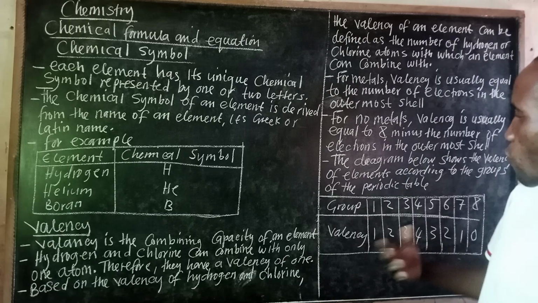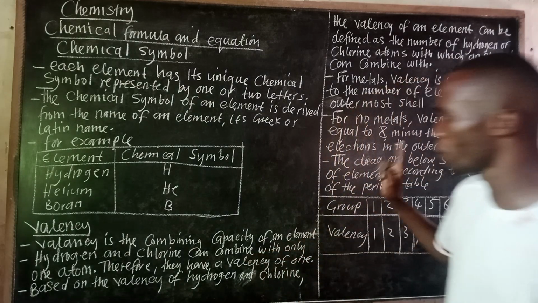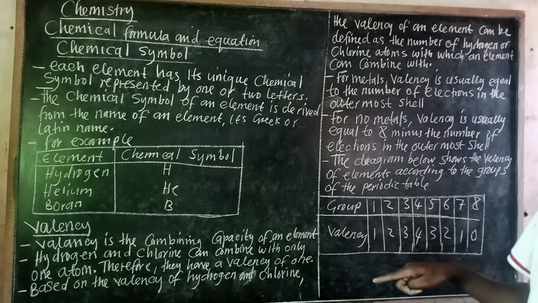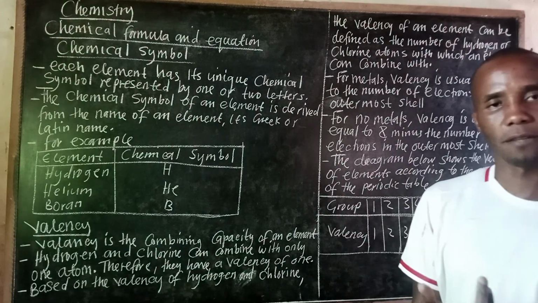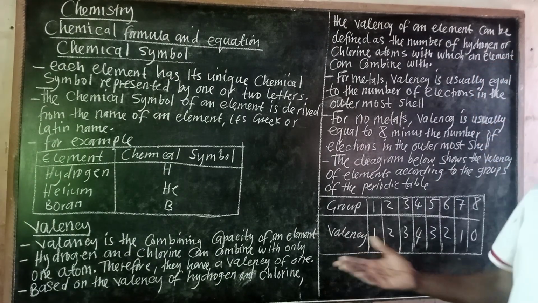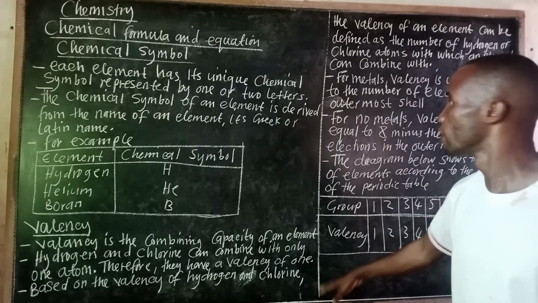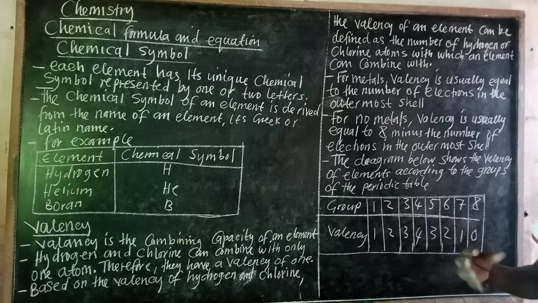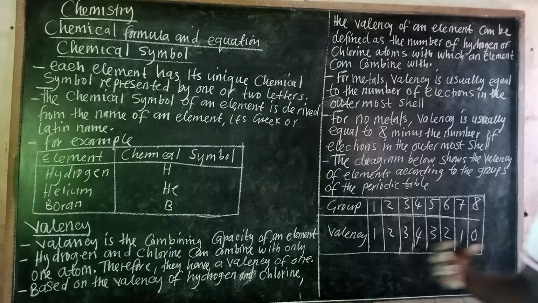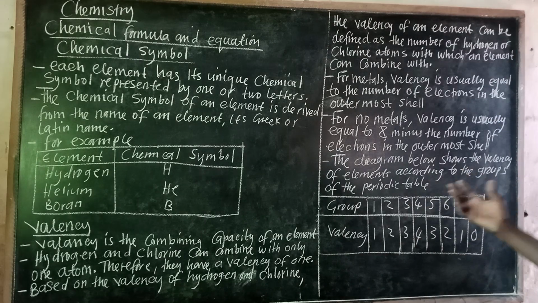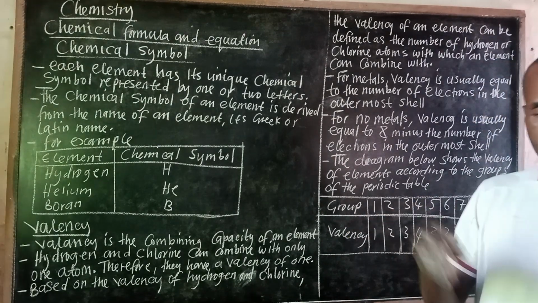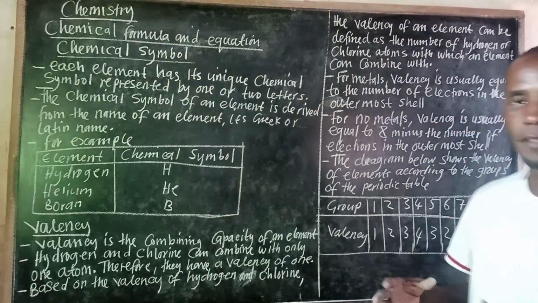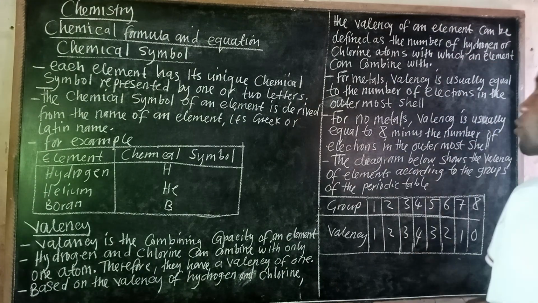Hydrogen and chlorine can combine with only one atom. Therefore, they have a valence of 1. Based on the valence of hydrogen and chlorine, the valence of an element can be defined as the number of hydrogen or chlorine atoms with which an element can combine. That is the valence. Now let us look at the valence for nonmetals and for metals, because the elements on the periodic table are metals and nonmetals.